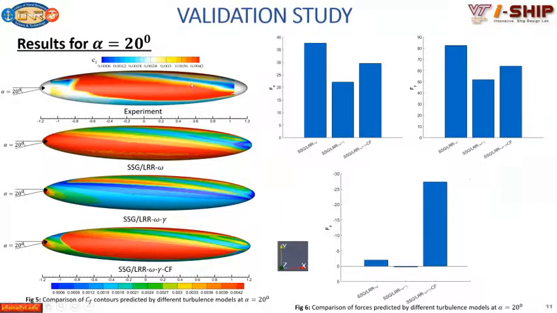So going to the first case, I'm starting in descending order. For the alpha equal to 20 degrees case, you can see that the experiment and the cross-flow model fairly agree, at least in terms of the transition line. It's just that the transition point predicted by the cross-flow model is slightly upstream compared to the experiment. And it can be seen that the fully turbulent model and the streamwise formulation of the model do not capture the cross-flow transition in any way.